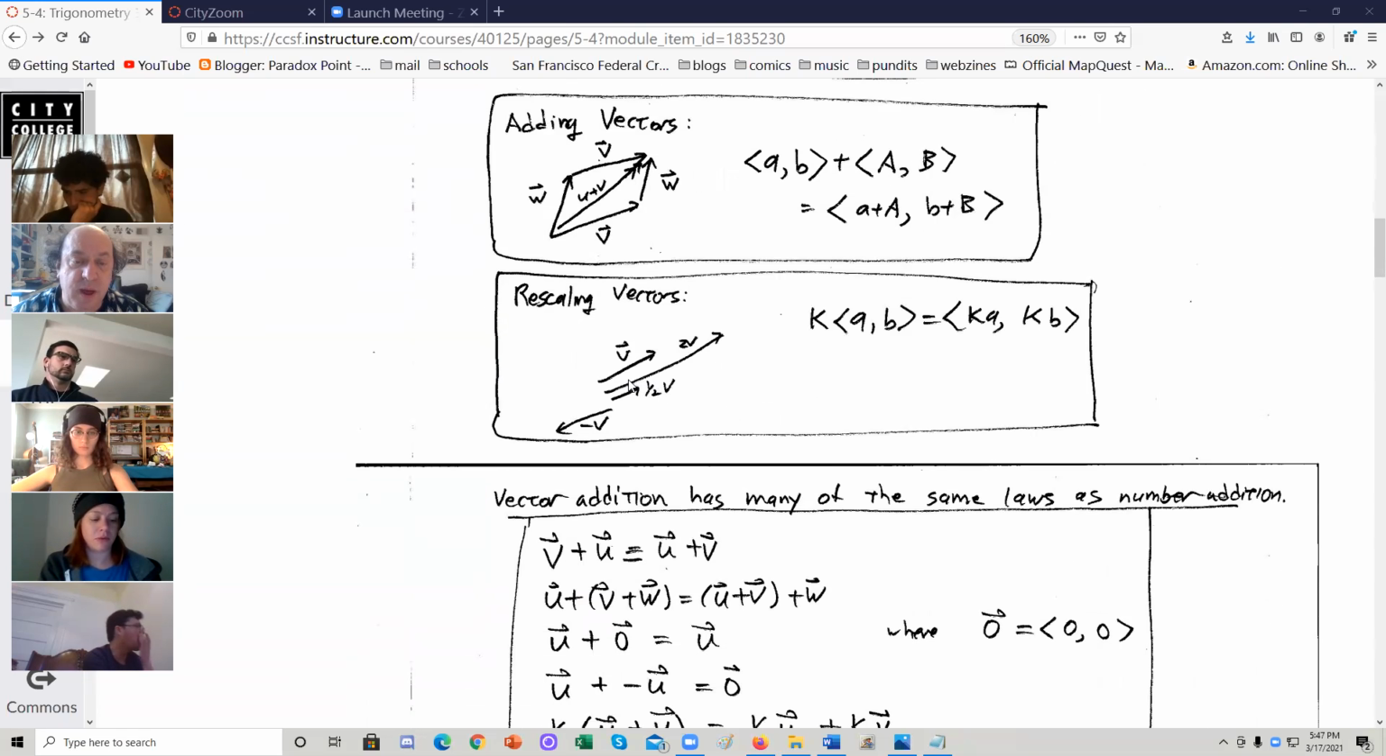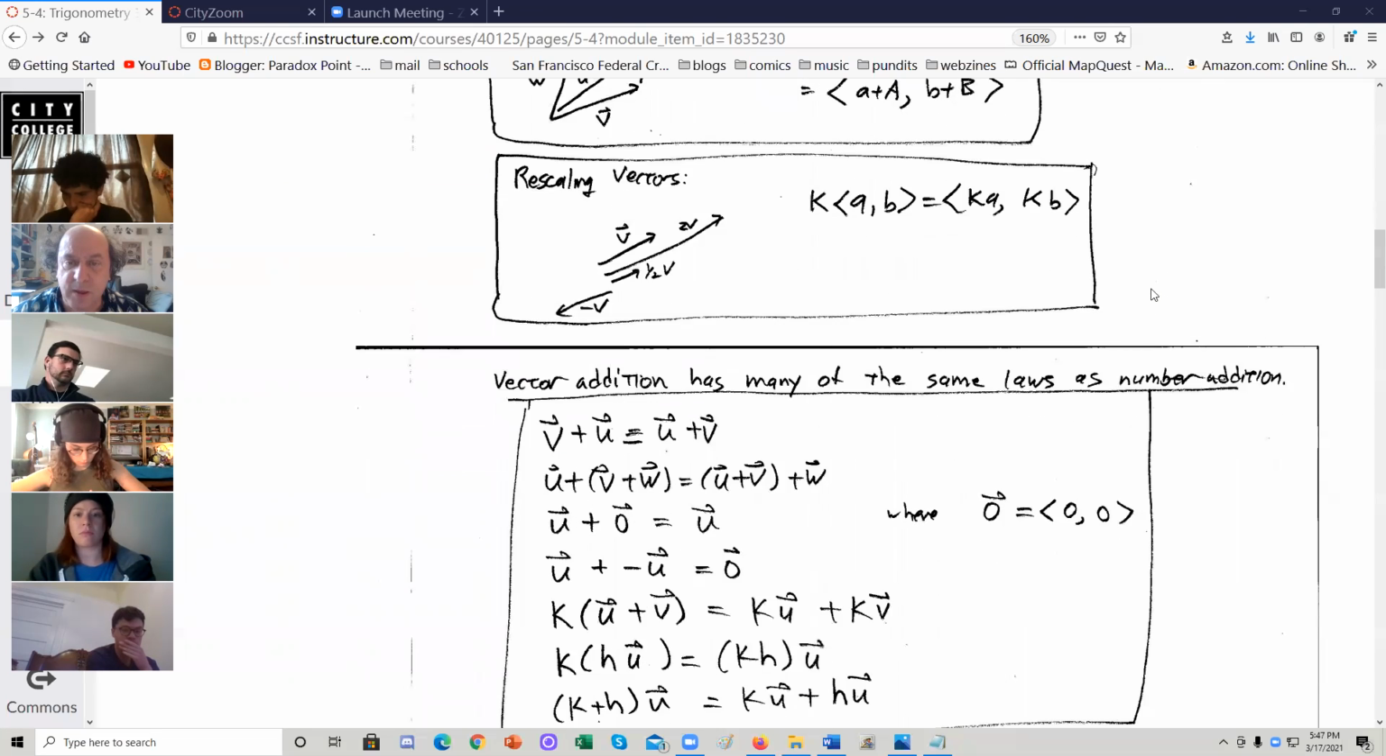Likewise, you can multiply a vector by a number by changing its length. If this is vector v, then 2v is in the same direction, twice as long. A half v is in the same direction, half as long. Minus v is the same length, but in the opposite direction. That's the geometric way of looking at it. And the algebraic way is that k times the vector ⟨a, b⟩ is ⟨ka, kb⟩. And so here, as in here, we do things in parallel by components.